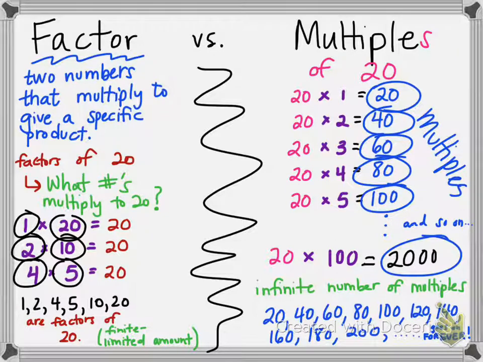So there's a little snapshot of the difference. Factors are two numbers that multiply to give you that product. And then the multiples are just when you start with any number that you want and then you multiply by any number you desire to give you these final results that are in fact the multiples of 20.